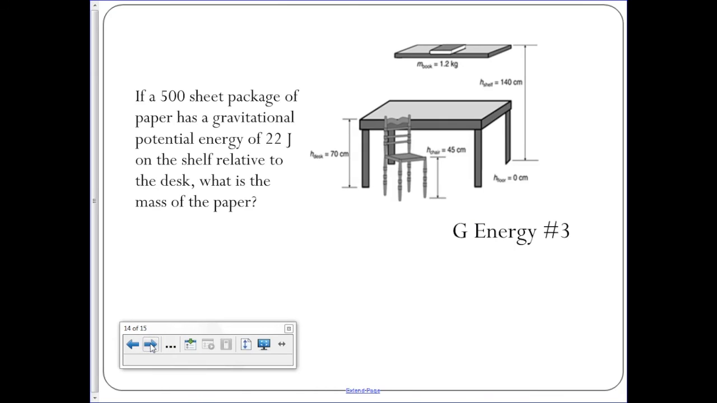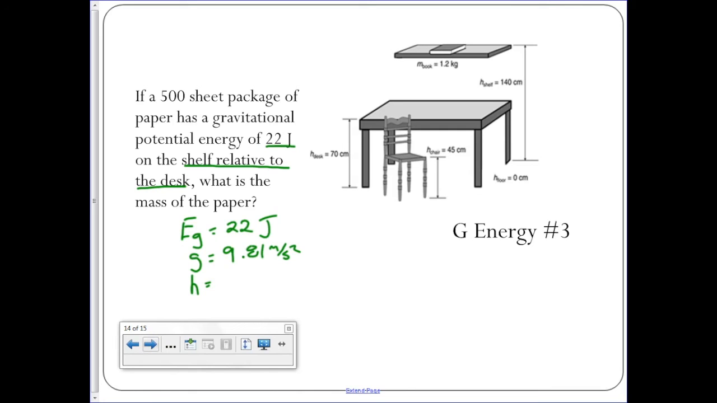Let's try another one. So this is talking a little bit more about how gravitational potential energy is relative. We have a 500 sheet package of paper. It has a gravitational potential energy of 22 joules on the shelf relative to the desk. So shelf relative to the desk. What is the mass of the paper? In the question, we are given our Eg of 22 joules, and we can tell that it's our energy term because of the joules at the end of it. Now we know our g value, 9.81 meters per second squared, and we know a height from the diagram.